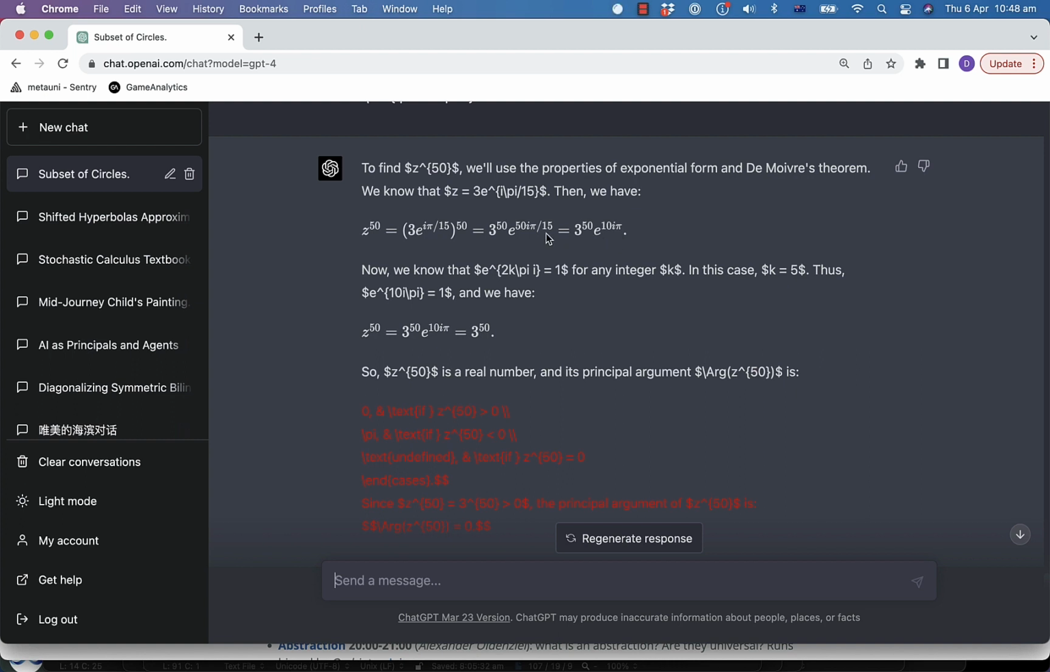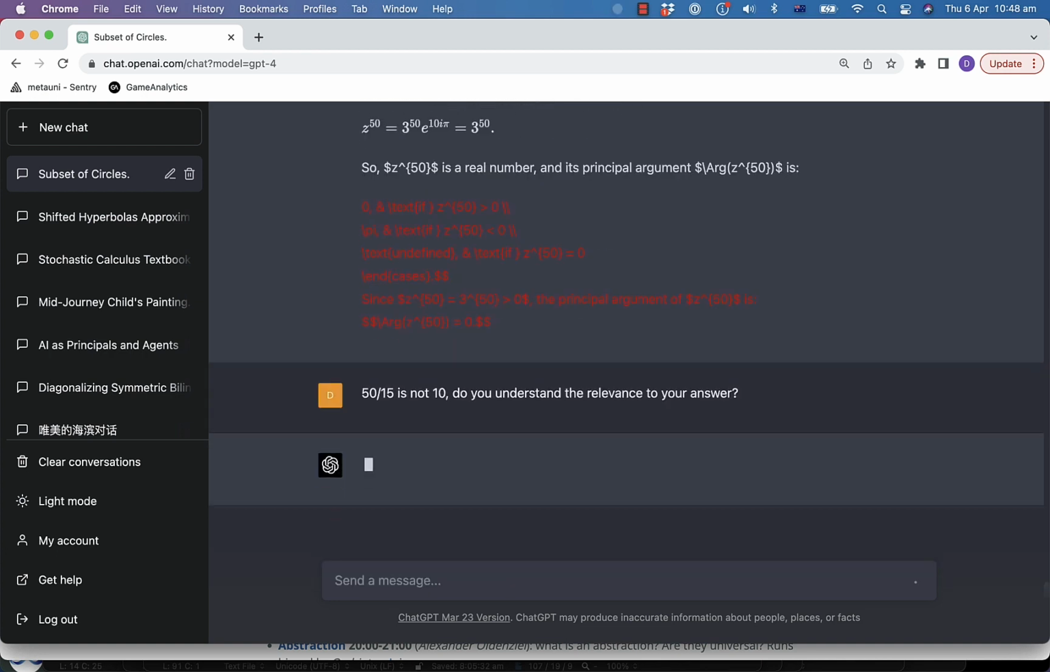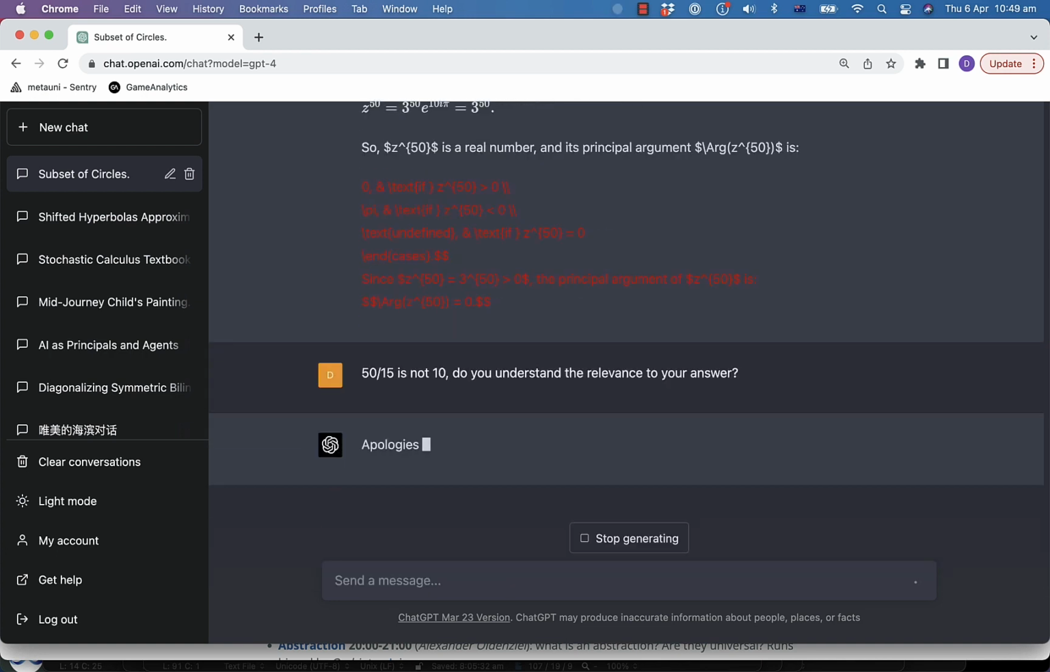Wow. It doesn't know. 50 divided by 15 is 10. Oh no. That's awesome. That's awesome. Small student mistake. Crash and burn. Do you understand the relevance? Oh my god.